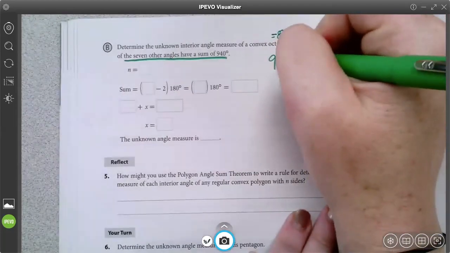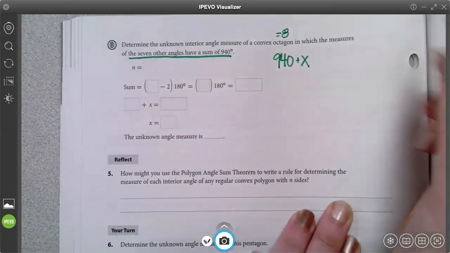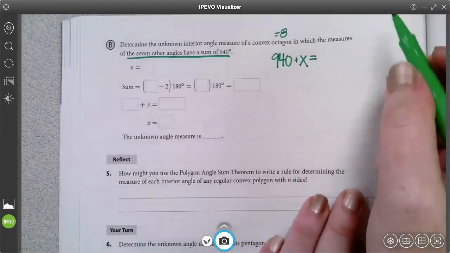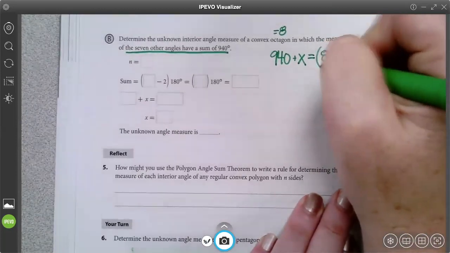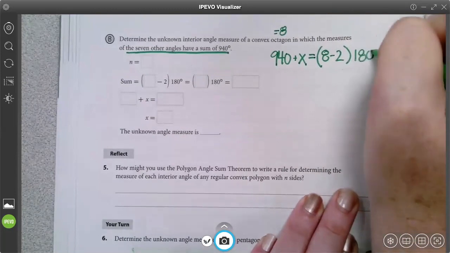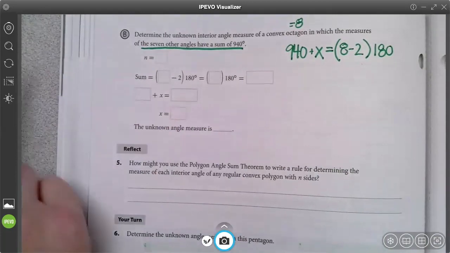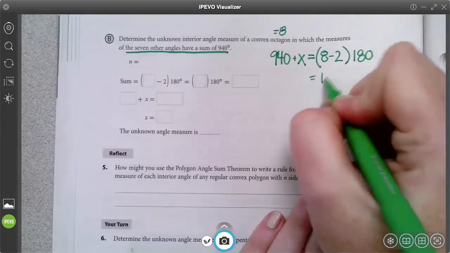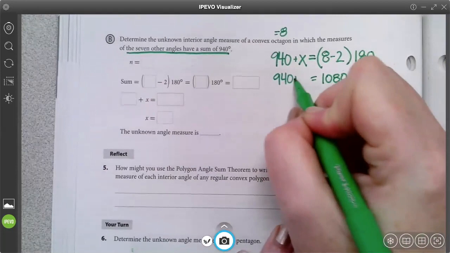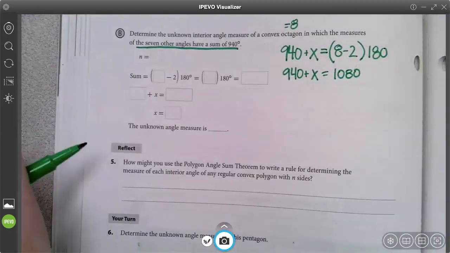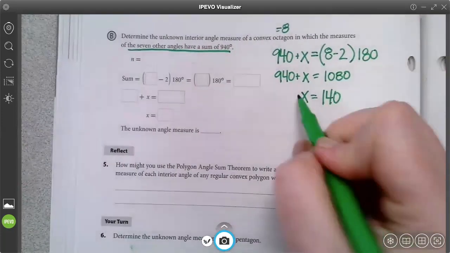We have 940 for the 7 other angles, plus our 1 missing angle is going to be equal to some amount determined by our sum theorem. So we're going to say 8 minus 2 times 180. Now, if you want to, you can break that down into multiple steps. You could say that this is 6 times 180, and you could write down 1,080 if you wanted to. But I just wrote it down all at once to show you that that's an option as well. So then we're going to subtract our 940. And our missing angle is 140 degrees.